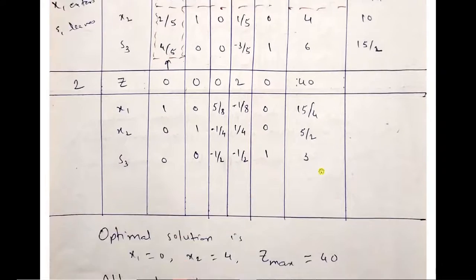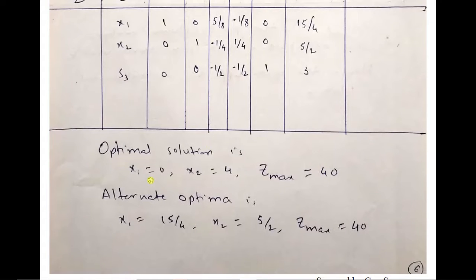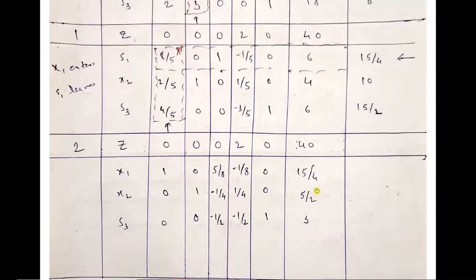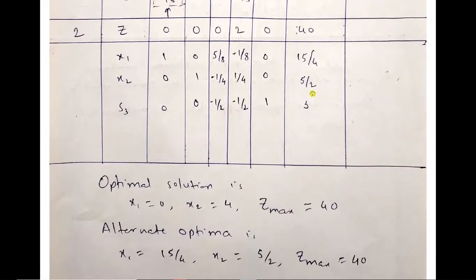So see here, this is the optimal solution. x1 is not there in this, so x1 0, x2 4 and z max 40. And alternate optima is x1 15 by 4, x2 5 by 2 and z max is 40. So this is all about this example.